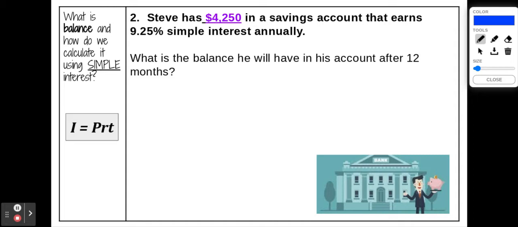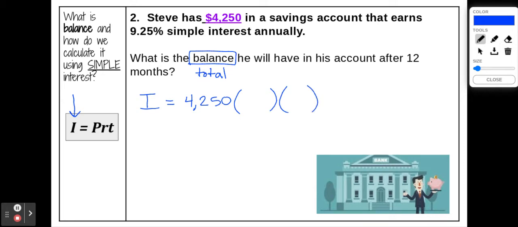Okay, the balance is asking us the total amount of money that he's going to have, that total amount after we earn interest. So we're going to have to first figure out how much interest Steve is going to earn by keeping that money in the savings account. So let's use the simple interest formula. Interest equals principal, which is $4,250. That's our starting amount. Okay. We want to multiply that by the rate and multiply that by the time.